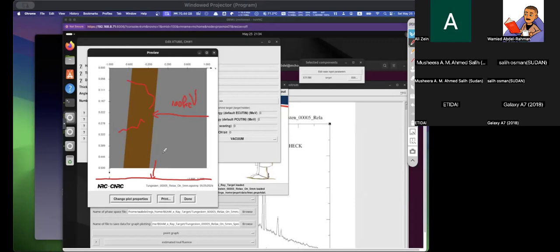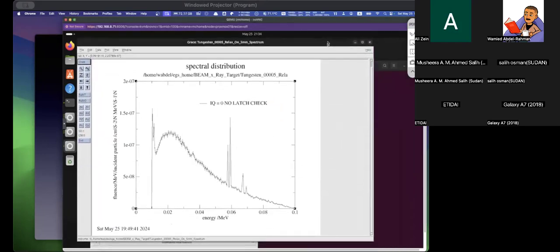So I've done this, and this is how the beam looks, or rather how the spectrum of photons looks. This is fluence. It's actually energy fluence, not particle fluence. The units are a bit confusing. It took me a while, when I started using it, to understand what's going on.